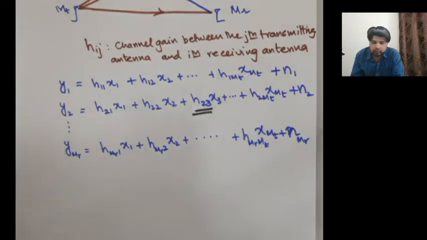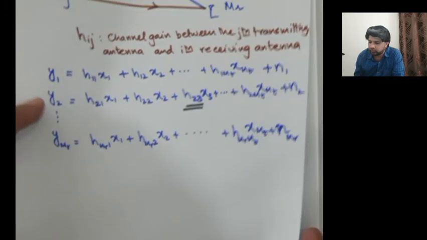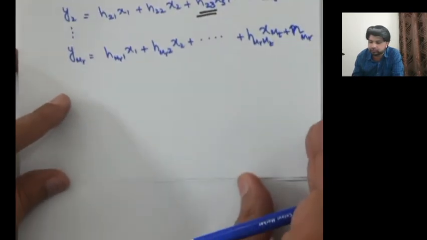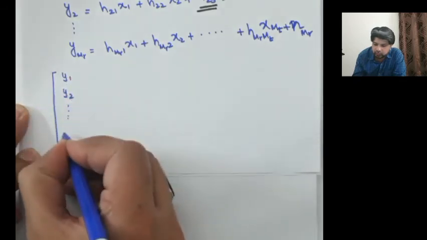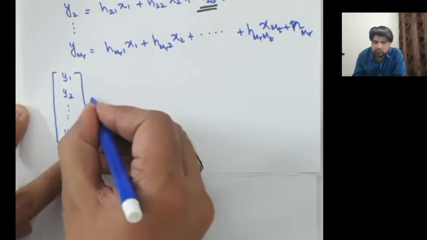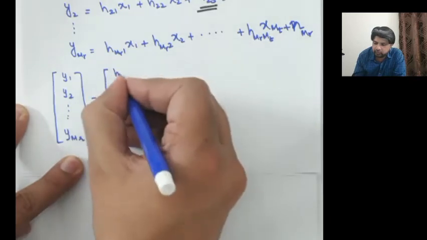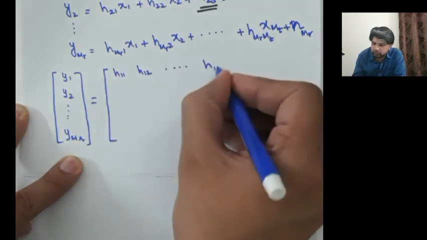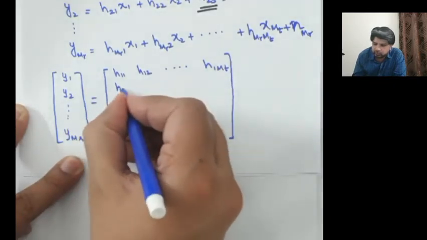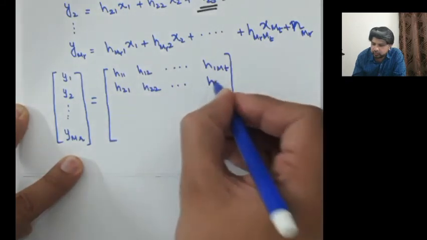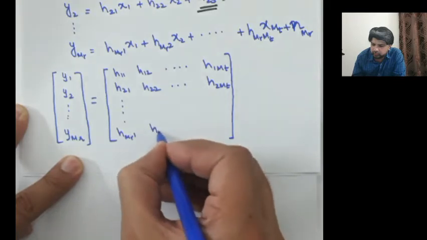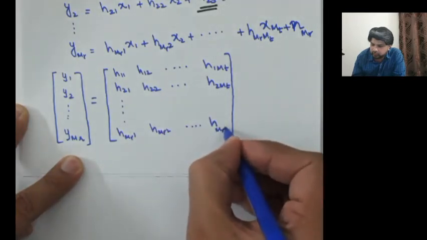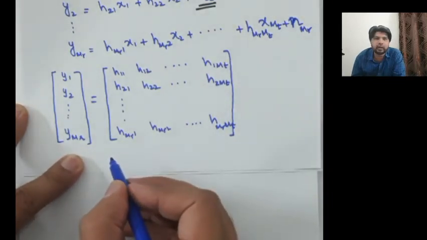And now you can represent this in the matrix form, and it's obvious how you would represent that. So your received signal y can be represented in a vector form. So you would have a vector y1, y2, up to y_mr, which would be equal to this channel matrix h11, h12, up to h1mt, h21, h22, up to h2mt, and so on down to h_mr1, h_mr2, up to h_mr,mt.